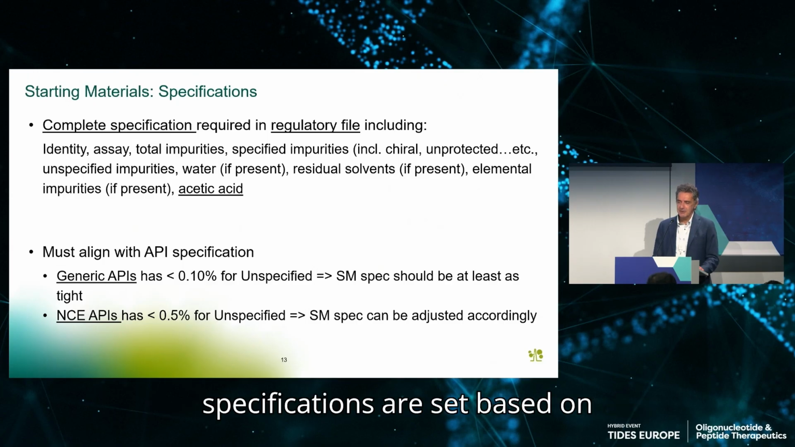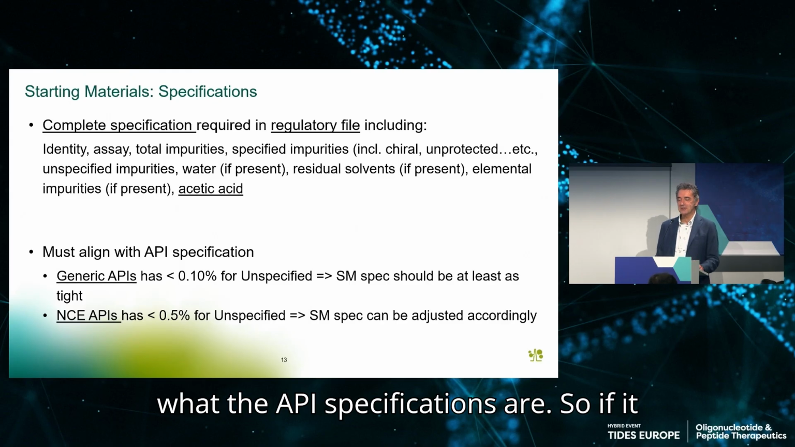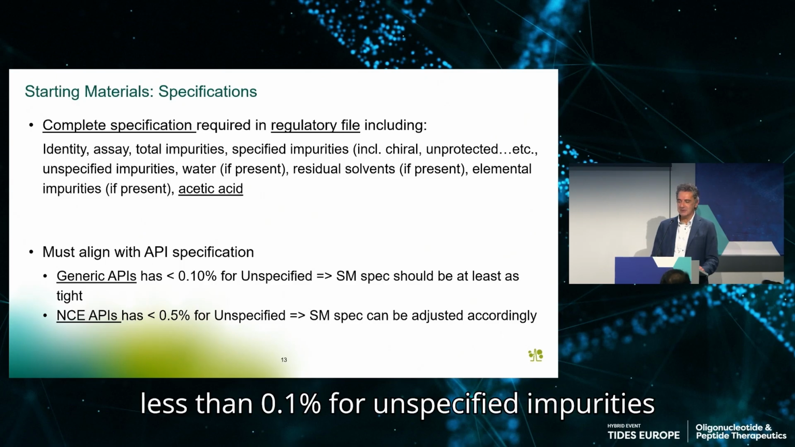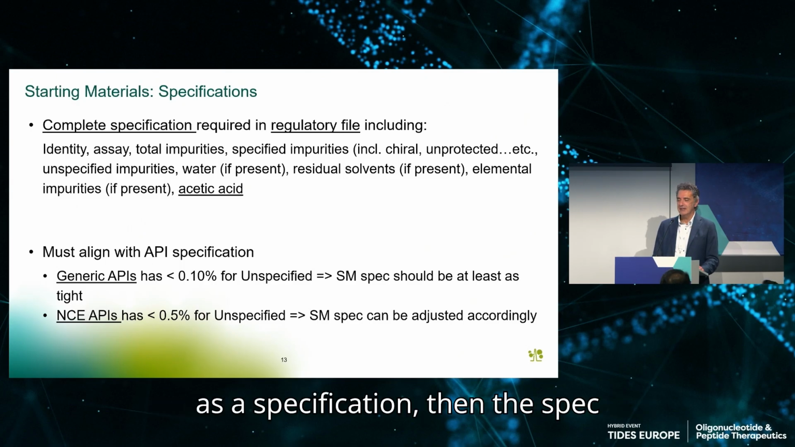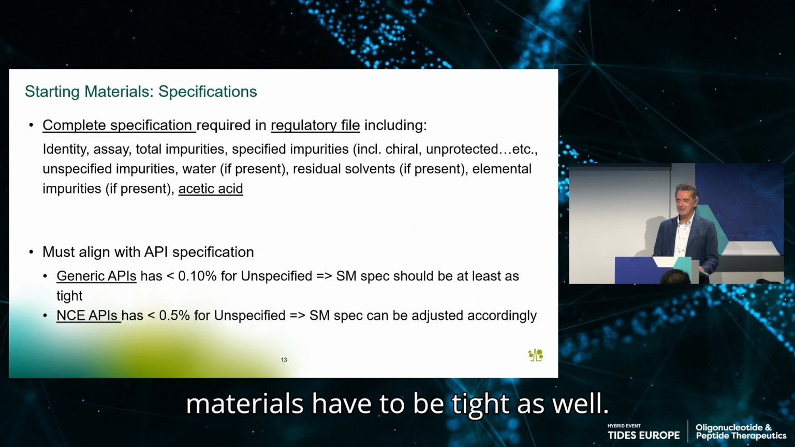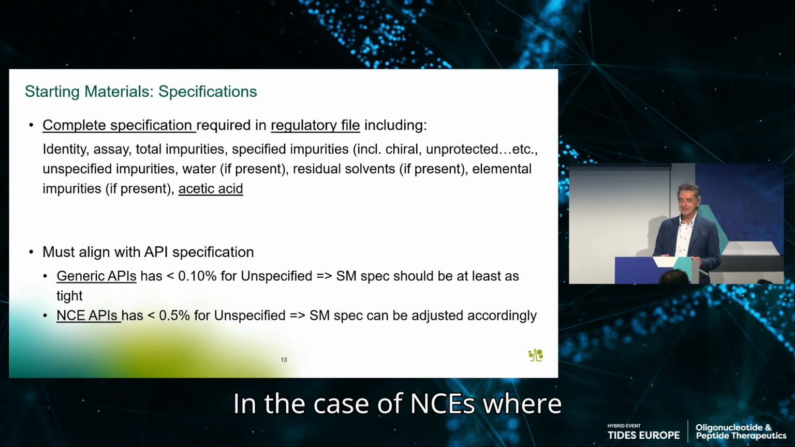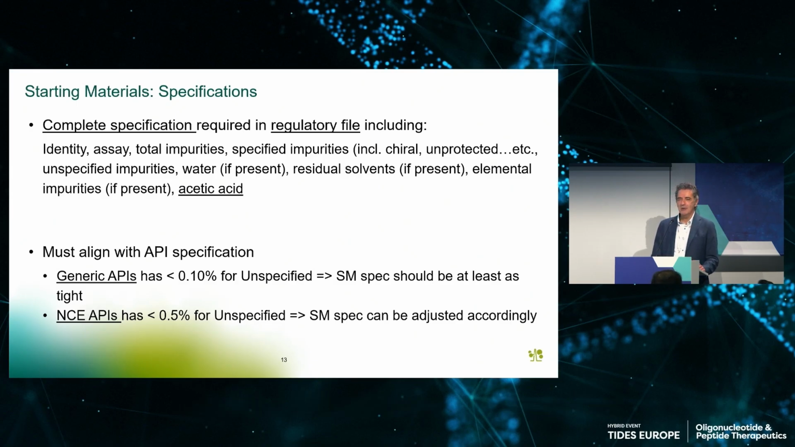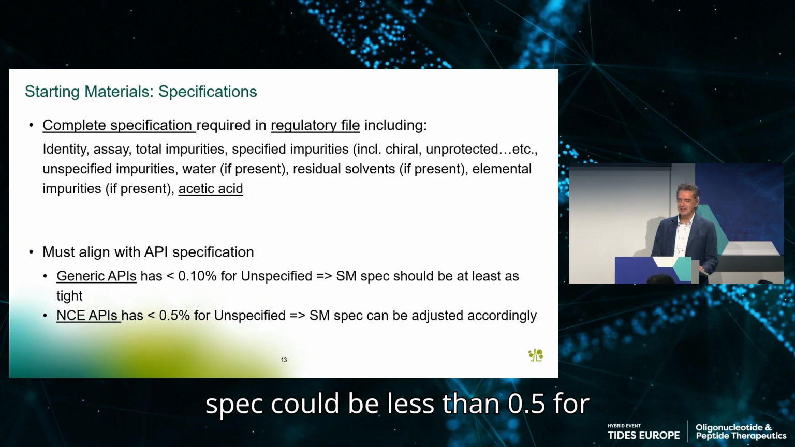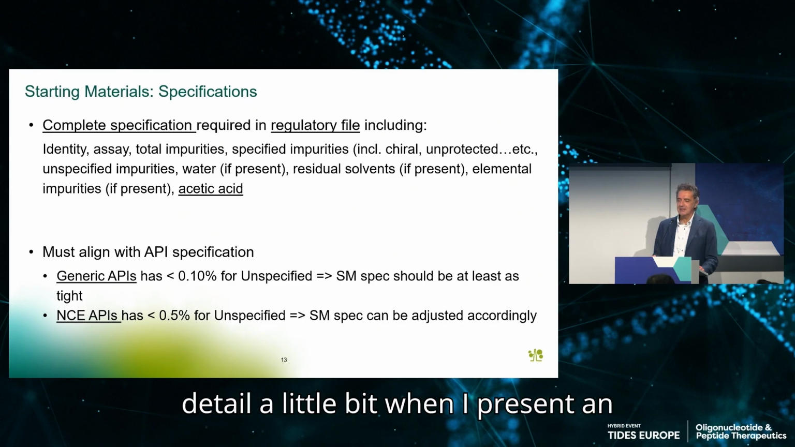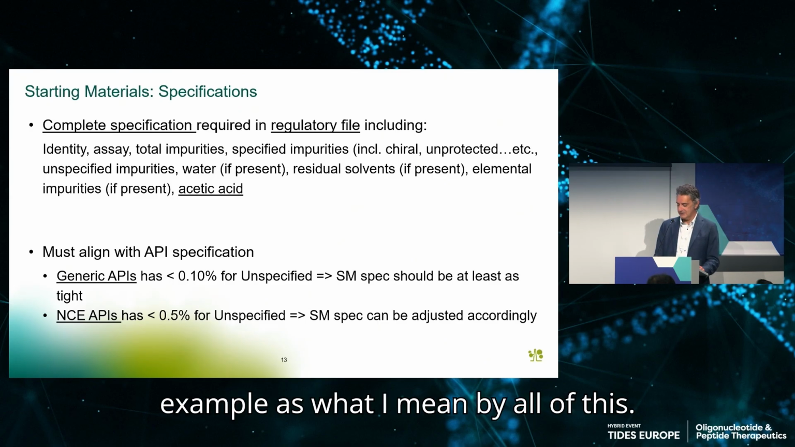But mostly, the specifications are set based on what the API specifications are. So if it is for a generic API, which has a specification of less than 0.1% for unspecified impurities, then the spec for the raw materials or starting materials has to be tight as well. In the case of NCEs, where there's a little bit more leeway, the spec could be less than 0.5 for unspecified impurities. But I'll go into detail a little bit when I present an example as to what I mean by all of this.